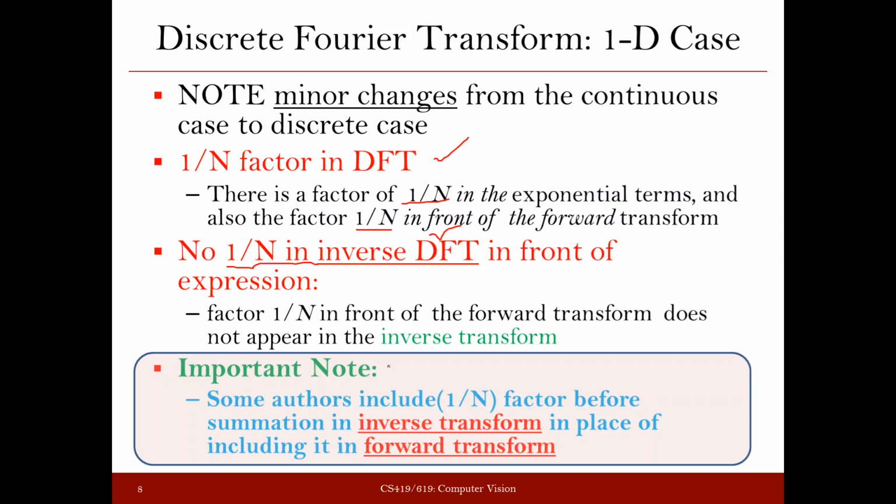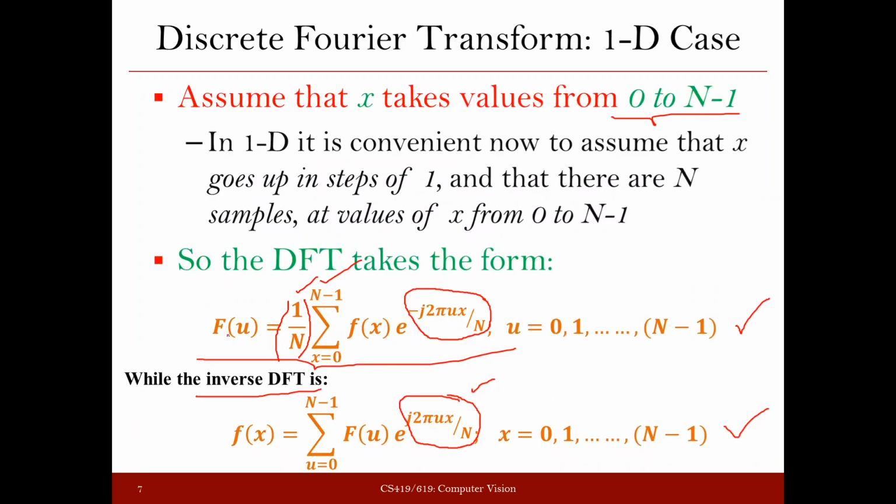Now there's another important thing that we need to remember. We'll find that in different textbooks there are different kinds of representations being used. In some cases you will find that this 1 by n factor that you have in front in the DFT, some of the authors use it actually in front of the inverse DFT. Okay, so in that case you will find that this 1 by n will not be here, it will be there. In some of the textbooks you may find even that they are using 1 by root n here and 1 by root n there.